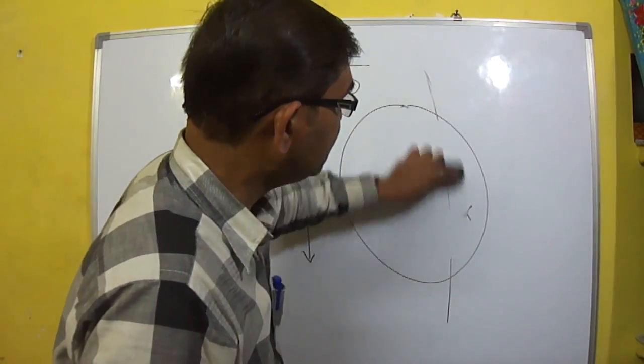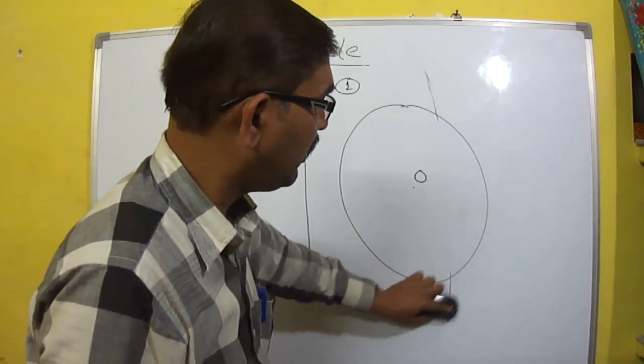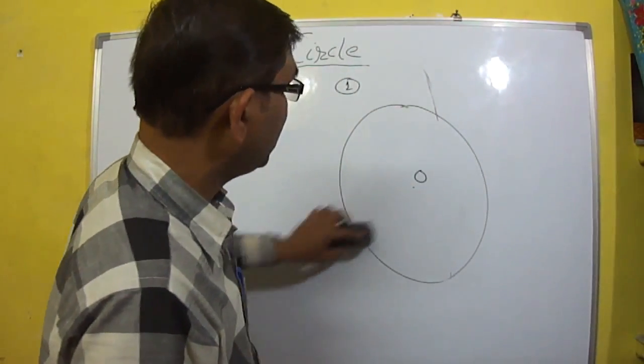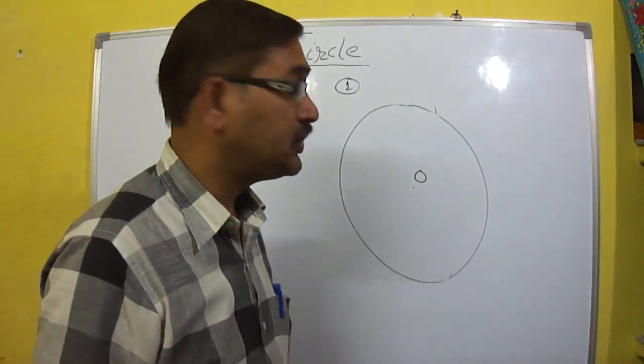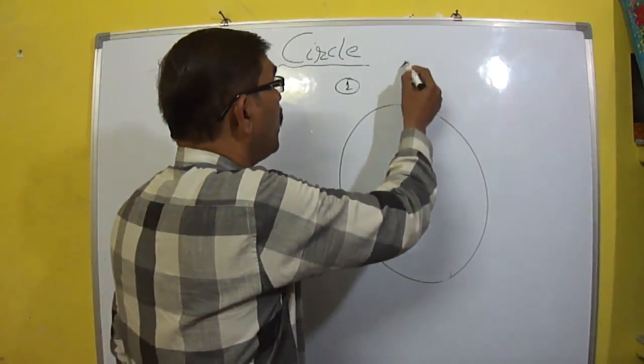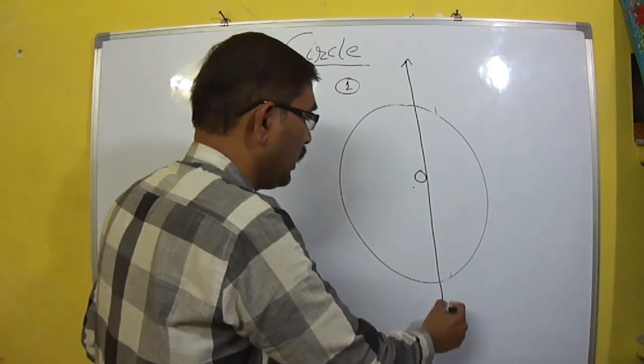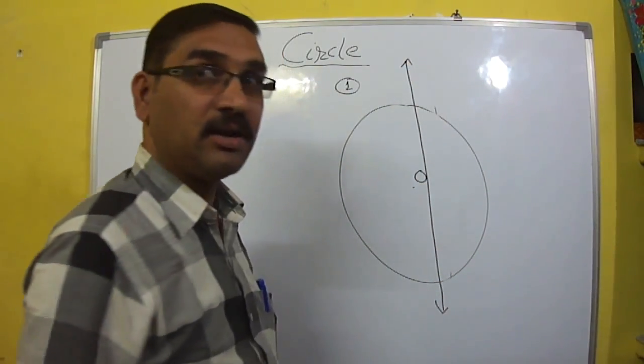Now what is the second position of line and circle? लाइन और सर्कल की सेकंड पोजीशन क्या देखेंगे? लाइन और सर्कल की सेकंड पोजीशन यह है. Suppose we have to draw a line and it passes through the circle.